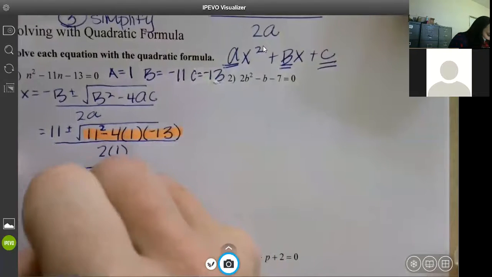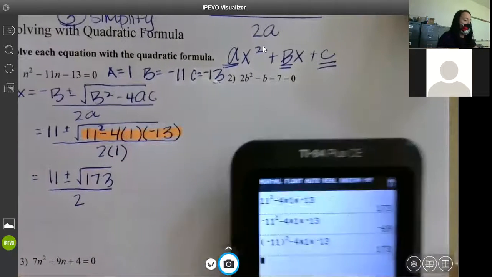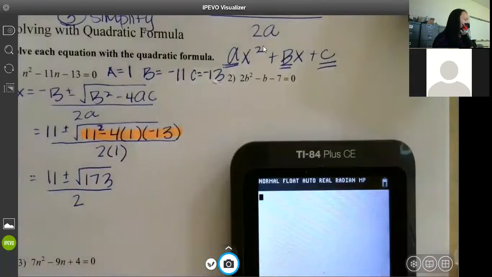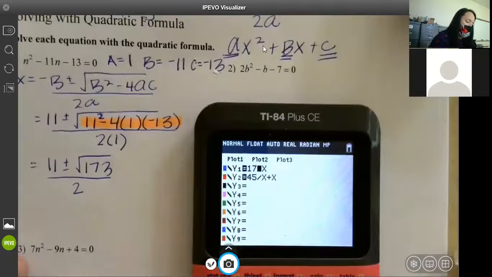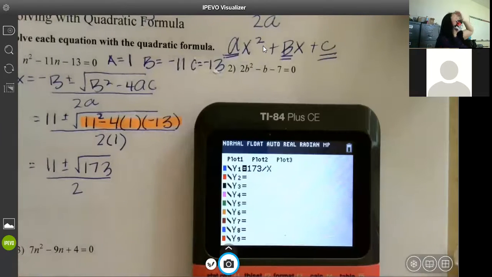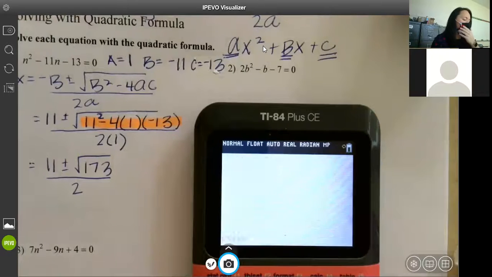And then 2 times 1 is 2. The next step is to see if 173 will break down. If it won't, you're as good as you're going to get here. So the way that I do it is I put it in my calculator like this because I don't know my factors of 173, and I don't expect that you would know them right off the top of your head. So this will give them to me.